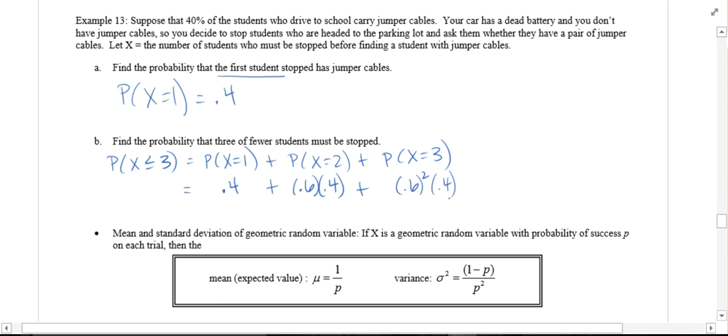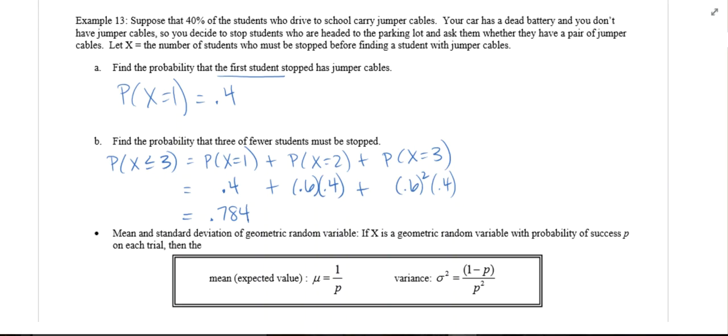Okay, so the really nice thing about geometric is that the order matters, and so we can write out the case by case situations here. Okay, so when you calculate that, you get 0.784.